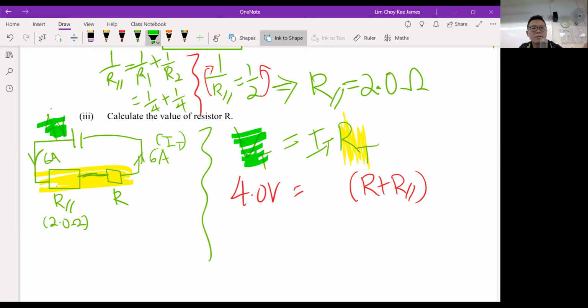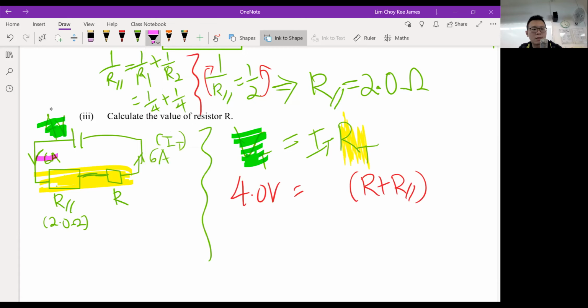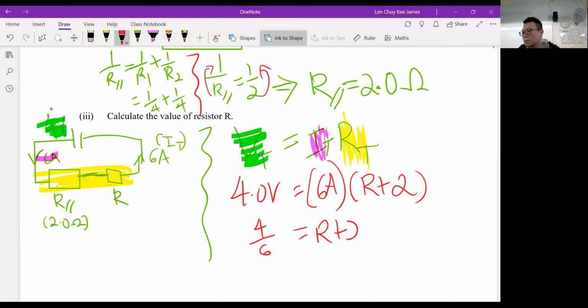My I, okay, I will be pink color. Let's say I will be 6 M. Okay, pink color, color code it. So it will be 6M. Okay, so now you substitute the number in. Since R parallel, you know already. R parallel is there's number in it. So it's actually 2. So here you do your math. I will say 4 divided by 6 equal to R plus 2.